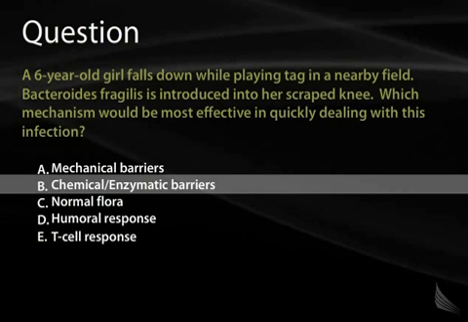Now, since this girl has scraped her knee, you can rule out mechanical barriers. That one's already broken down. Now between B and C, which would be most effective, C doesn't really make sense here. Again, the normal flora is more part of that mechanical barrier, that microbiologic on the surface barrier, but we've already broken that down. So the one that makes the most sense here is chemical or enzymatic barriers, things that you would find in the blood that would help to break down this infection.